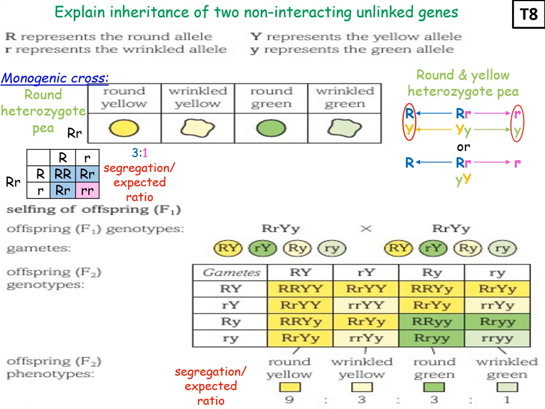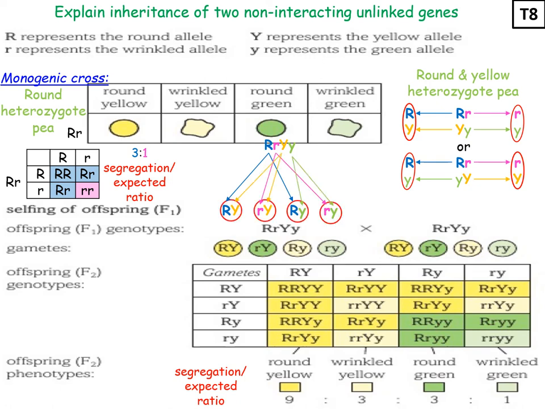But what happens if the yellow and green allele move to the other poles? Therefore, other combinations you could have are round and green alleles and wrinkled and yellow alleles. So effectively, there are four different possibilities from the combination of a round and yellow heterozygous P. So if we were to put that into a Punnett square, those are the possible gametes that can form.